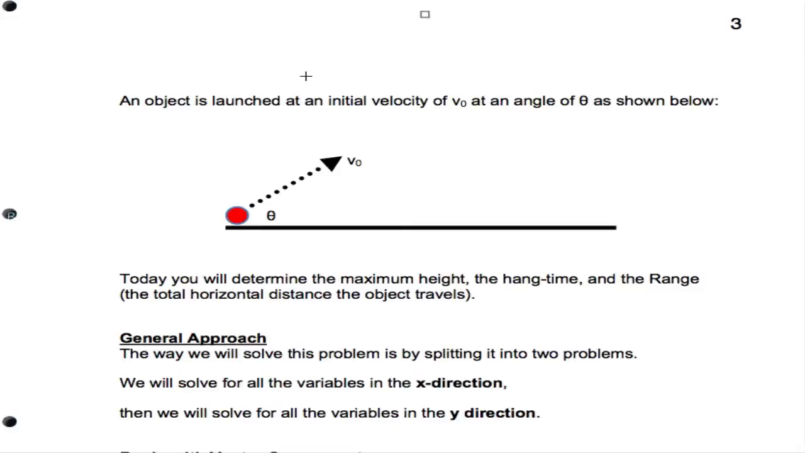This was a derivation that you were supposed to get done in class, and I don't know that everybody did it, so what I'm going to do is go through it now and make sure that you have this in your notes. So let's be very clear. What you're going to be doing in this derivation is, suppose I give you a speed and an angle.